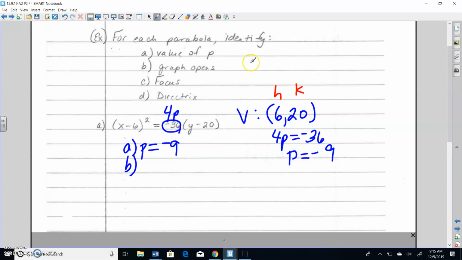How does the graph open? So the x is squared, so we know it's vertical. And because p is negative, the graph will open down. So down, we can just put down. Up, down, right, or left is sufficient.